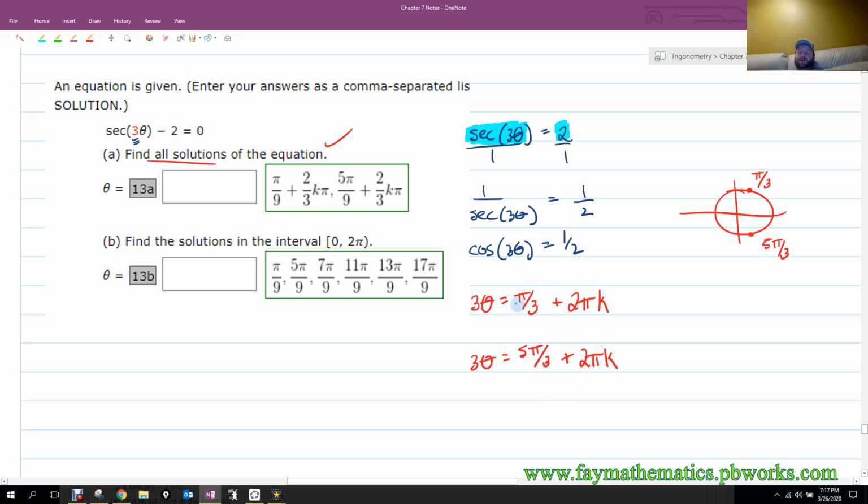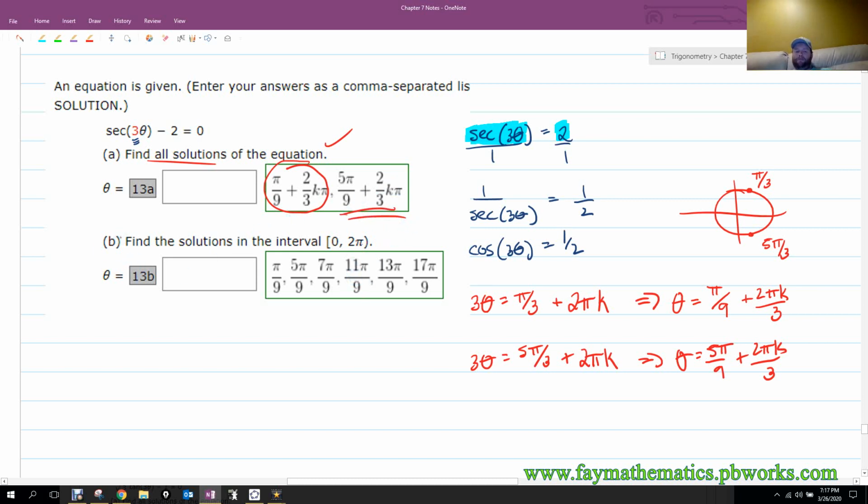All right. So now, to solve for theta, I'm going to divide both sides by 3. So I get theta: pi over 3 divided by 3 is pi over 9, and 2 pi k divided by 3 is 2 pi k over 3. And then for this one here, theta divided by 3 again will be 5 pi over 9 plus 2 pi k over 3. So there's the first one, there's the second one.